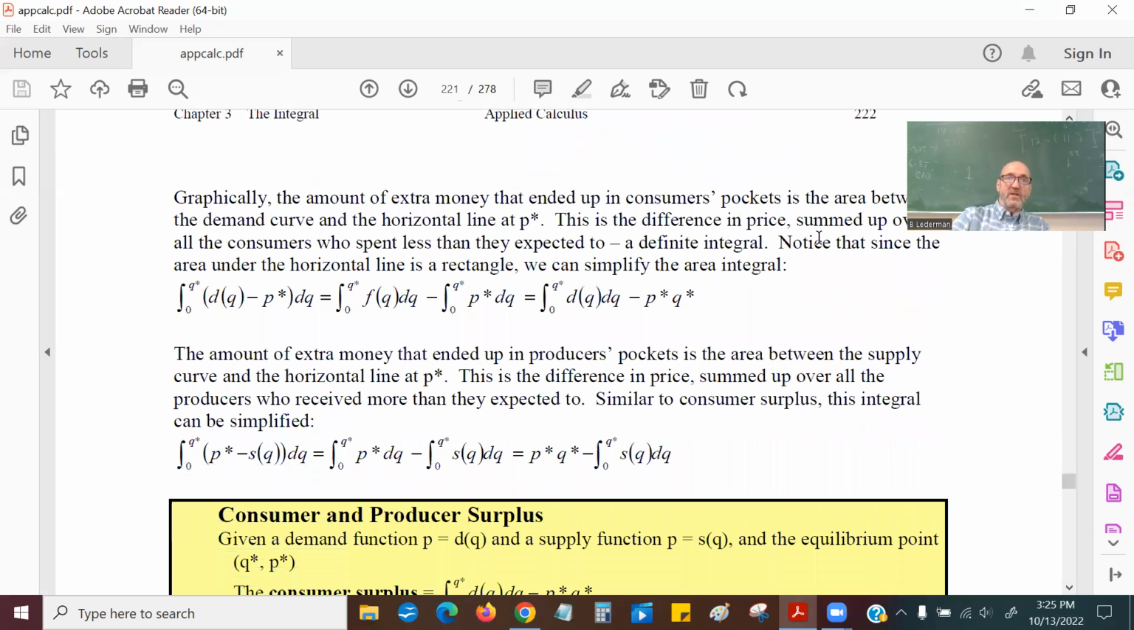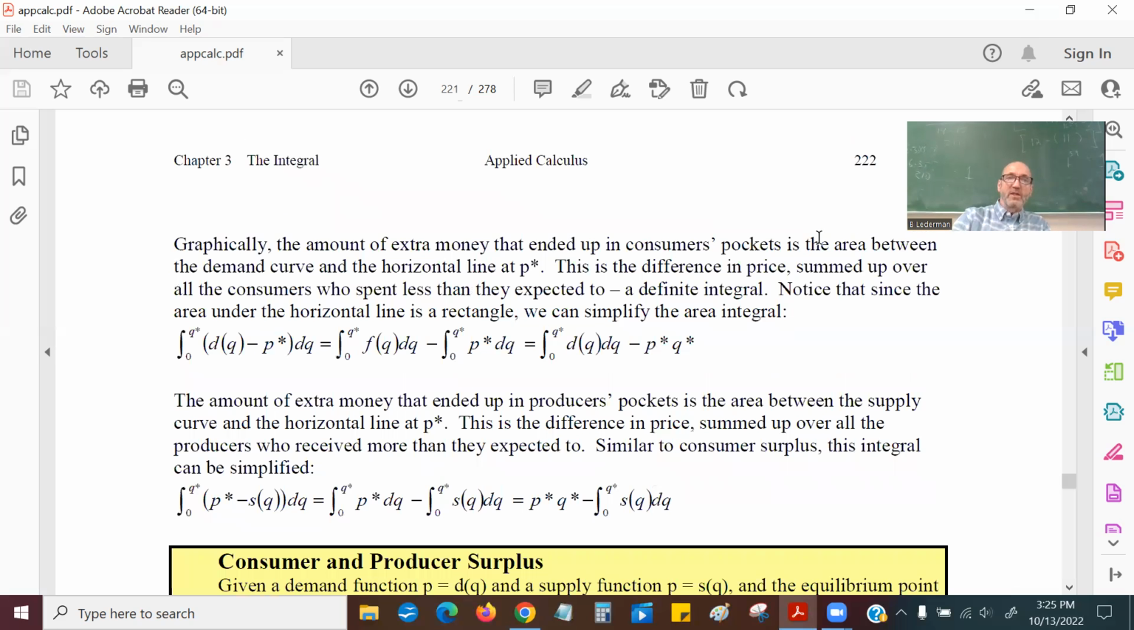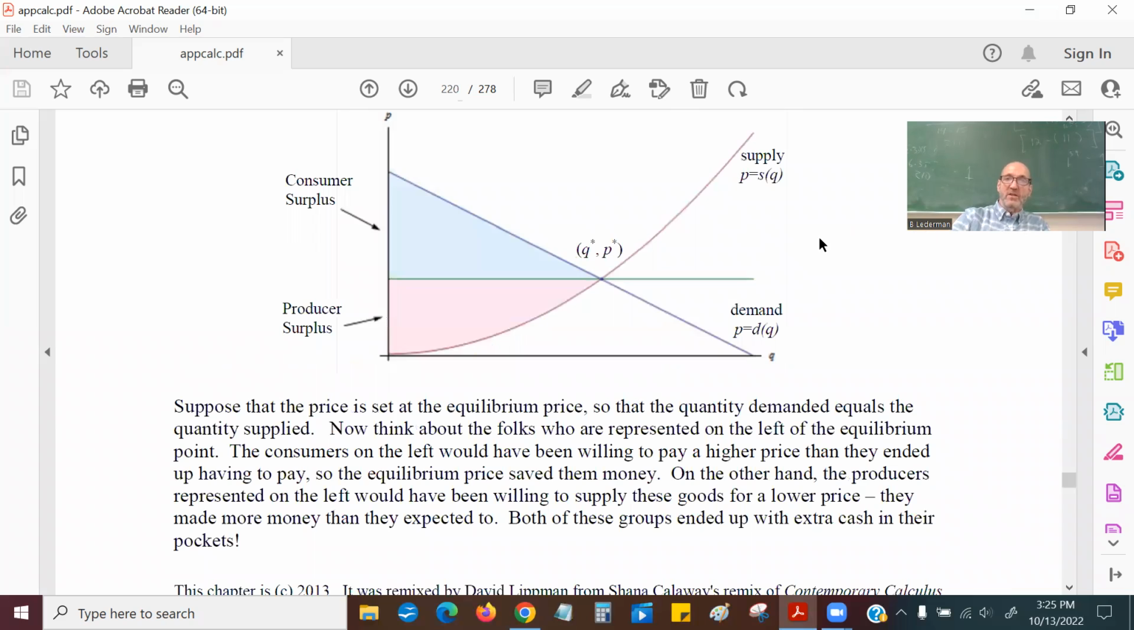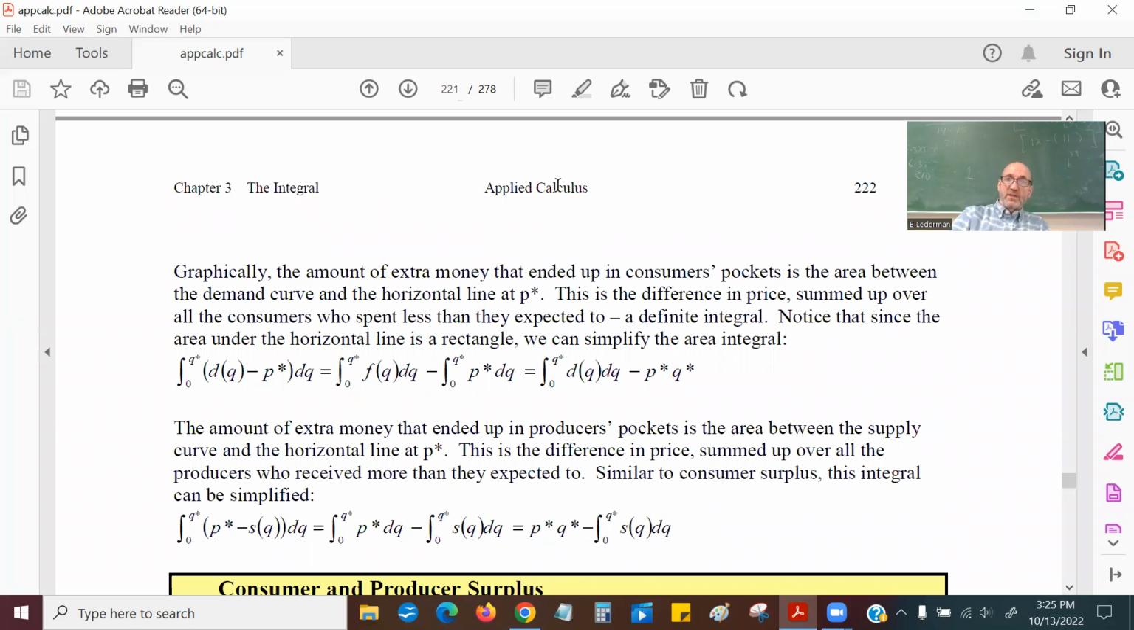So when you graph it, the amount of extra money that ended up in the consumers' pockets is the area between the demand curve and the horizontal line P. So that area in between the demand curve and the horizontal line P, this green line right here, is the extra money that's in the consumers' pockets. This is the difference in price summed up over all consumers who spent less than they expected to, and that winds up being a definite integral because we're summing it up over all these consumers.